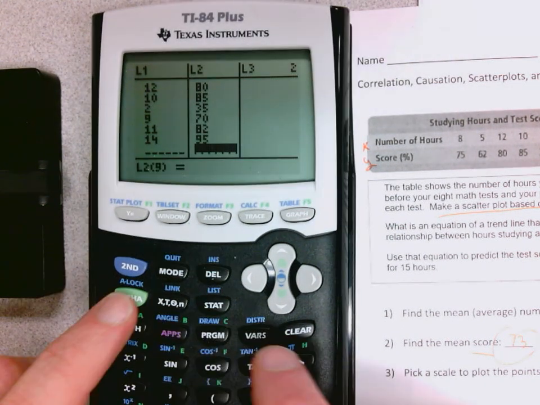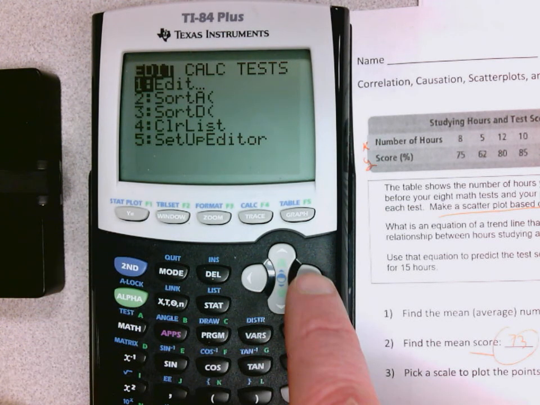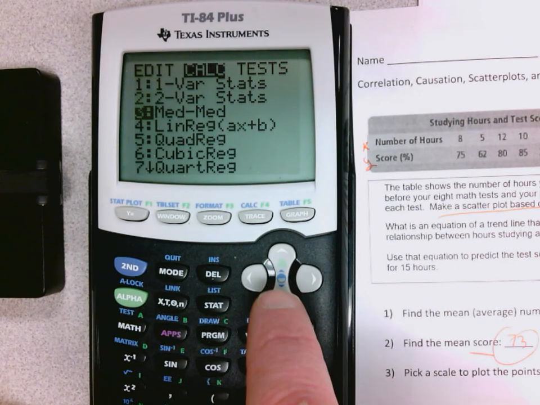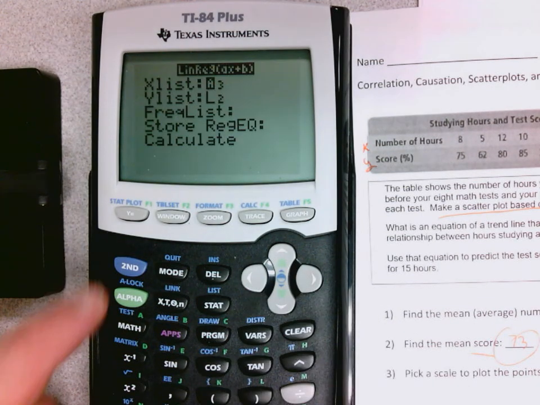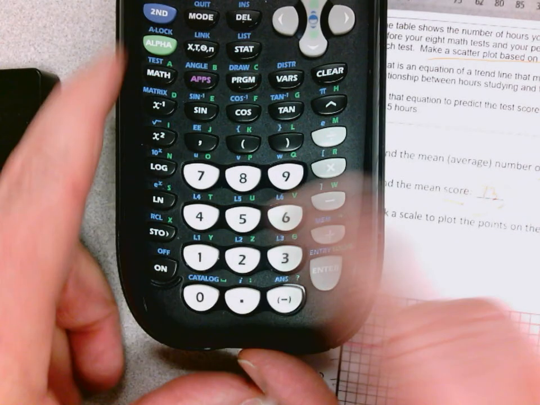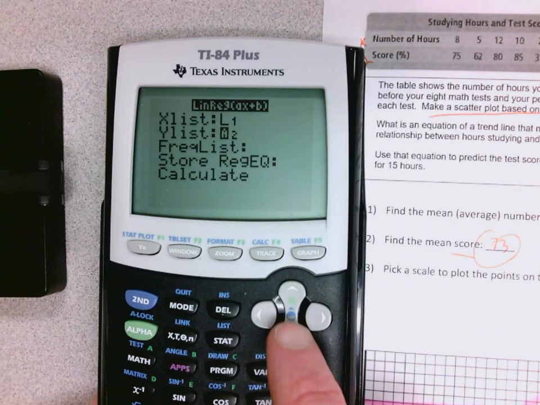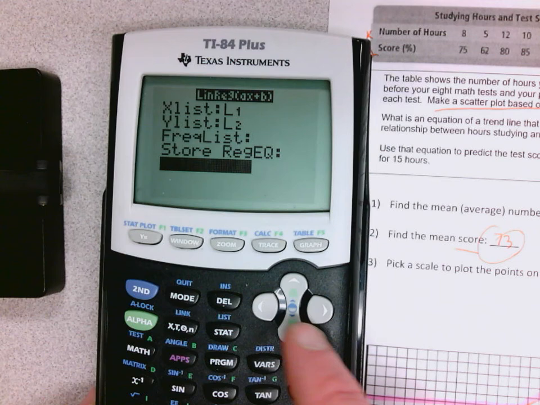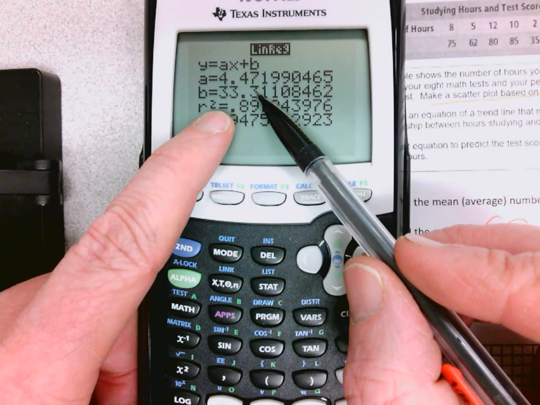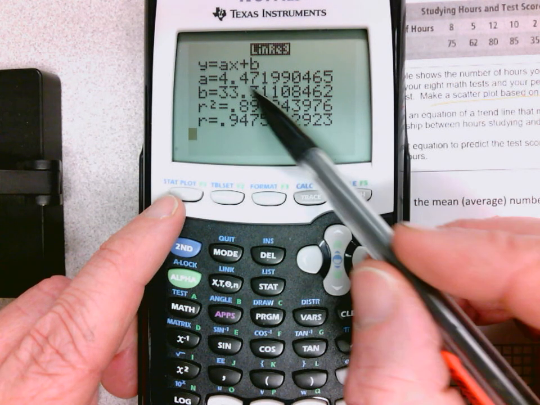I quit here. I go stat, calculate, linear regression, and then I find the names of my lists, which are down here. So I put the X's in list 1, and the Y is already set at list 2. I don't have a frequency list. I hit enter, and it gives me the equation of a line. Okay, and it's not the exact same as the line I have here because that one had me pick 2 points, but it gives me a pretty good idea.